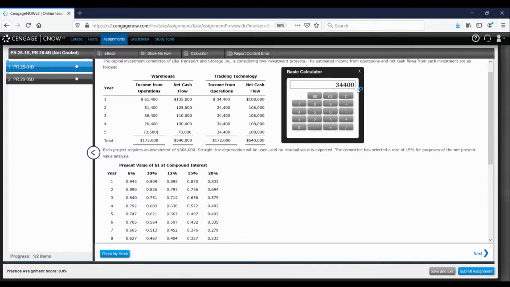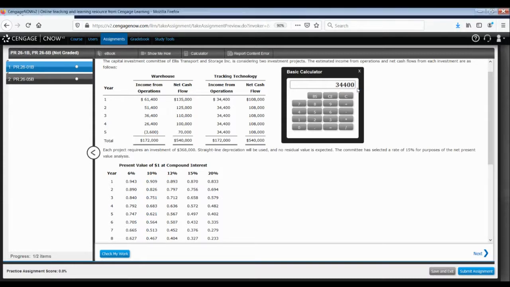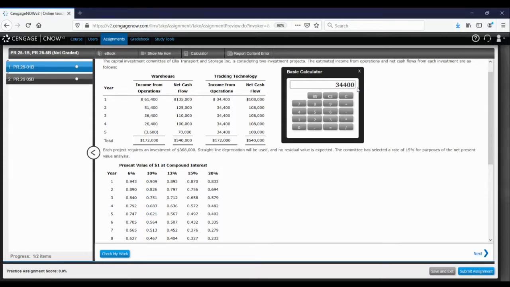This numerator is called the estimated average annual income. So write down the estimated average net income, or the estimated average annual income, of $34,400. And then I want you to divide that by the average investment. To calculate the average investment, we need to know how much the asset is going to cost us. We also need to know what the residual value or the scrap value of that asset is going to be at the end of its useful life.